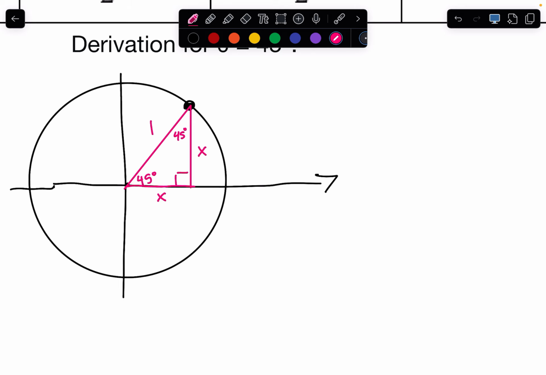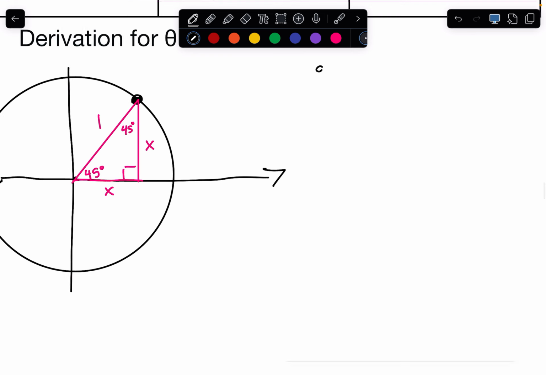And I'm going to figure out what x is by using the Pythagorean theorem. A squared plus b squared is c squared. Leg squared plus leg squared is hypotenuse squared. So off to the side, a squared plus b squared equals c squared. So x squared plus x squared equals 1 squared.